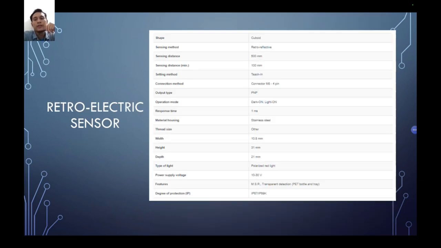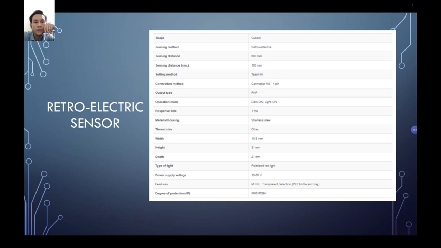Next is the retroreflective sensor. The shape of this sensor is cuboid. The sensing method is retroreflective. It can sense a distance up to 500 millimeter, and its minimum sensing distance is 100 millimeter. The setting method is teach-in, which is built in. Its connection method is M8 4-pin.